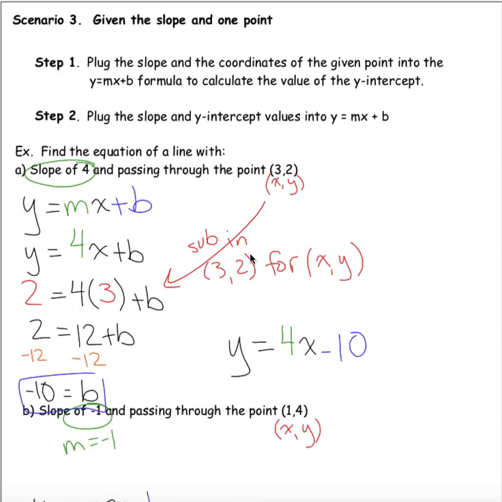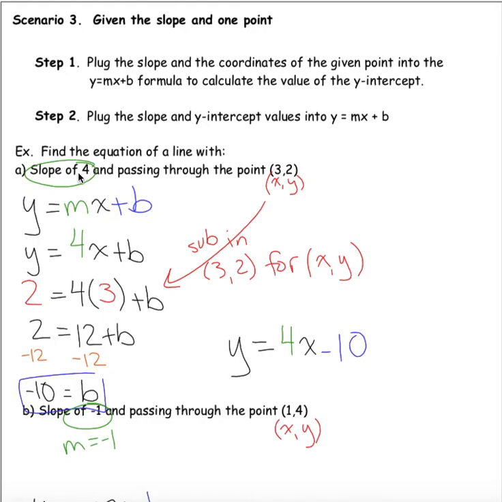All right, guys, now we're going to take a look at scenario 3. So this is given the slope and one of the points on there. Our step 1 is to plug the slope and the coordinates of the given point into the y equals mx plus b formula to calculate the value of the y-intercept. So when they give us the slope and a point, the only thing we're missing is b. We need to find the y-intercept because that's what's important, right? We need to find our slope and our y-intercept. That's the thing we talked about at the very beginning.